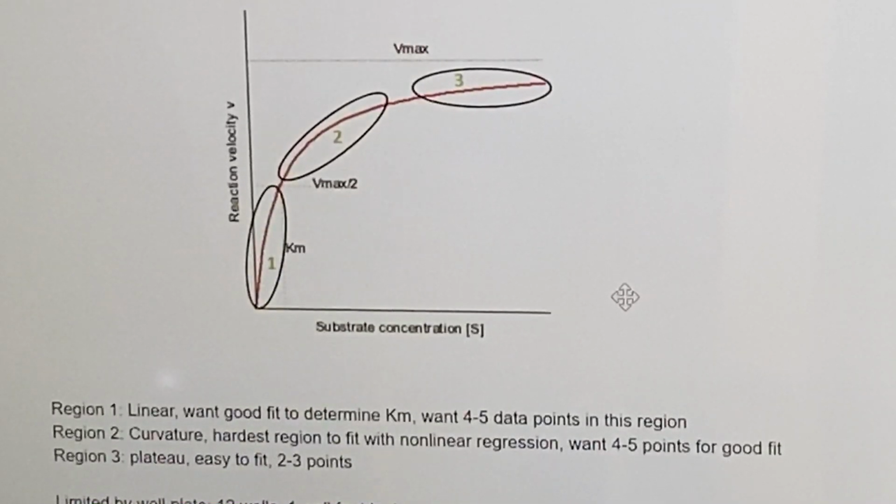So for the initial rates method, using the well plate, you have 12 wells, minus 1 for the blank. So you can test 11 substrate concentrations at one time. How fast this happens, how fast you go from linear to the plateau, depends on how much enzyme you use. So you want to make sure you're not using too much enzyme, or else you won't see this region at all.